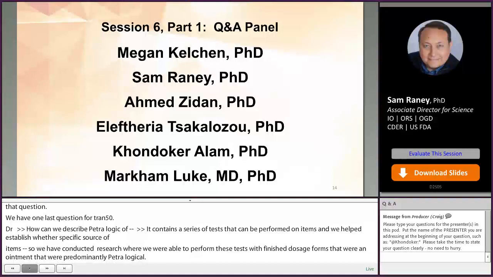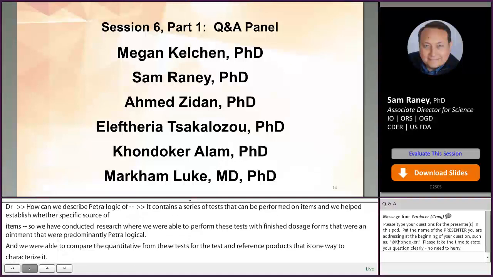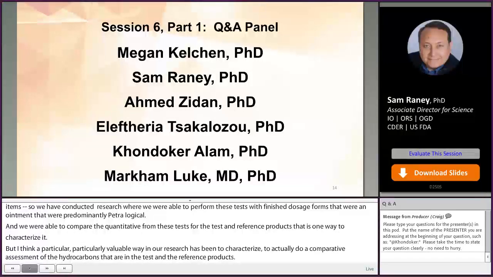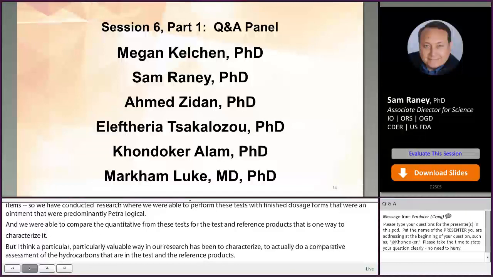But I think a particularly valuable way in our research has been to do a comparative assessment of the hydrocarbons that are in the test and the reference product in these oleaginous components. So we're looking here at the distribution of different types of hydrocarbon species in the test and the reference product, and looking at that distribution, that profile of the hydrocarbons, is perhaps one of the most valuable ways to be able to characterize the oleaginous components in a test and reference product.